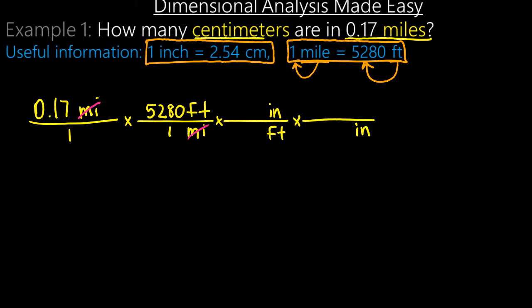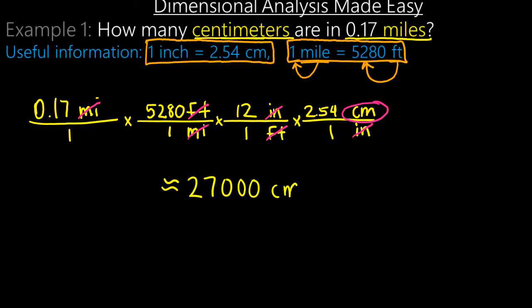Ultimately, I'm looking for centimeters. And here's how the units cancel. Feet cancel, top and bottom. Inches cancel, top and bottom. Centimeters don't cancel, so I tend to circle a unit when I want to stop. Putting in the values is important. 1 foot is 12 inches, and 1 inch, according to the conversion factor that you may not know, is 2.54 centimeters. When you do the math, you get approximately 27,000 centimeters.